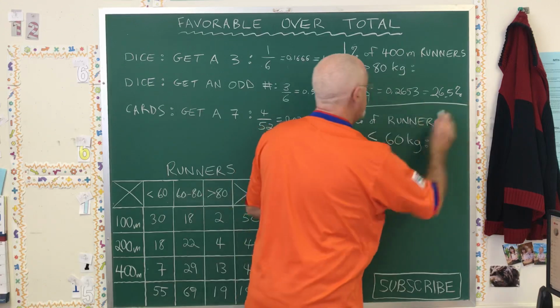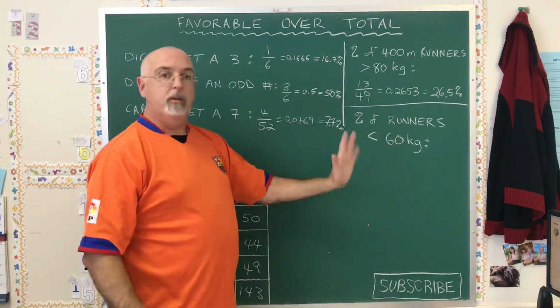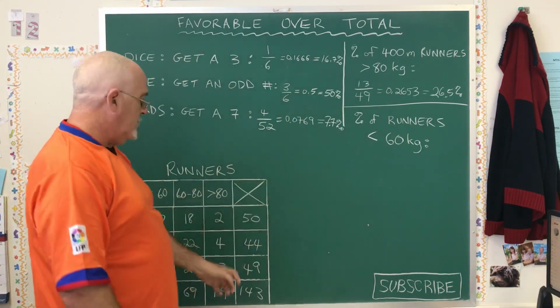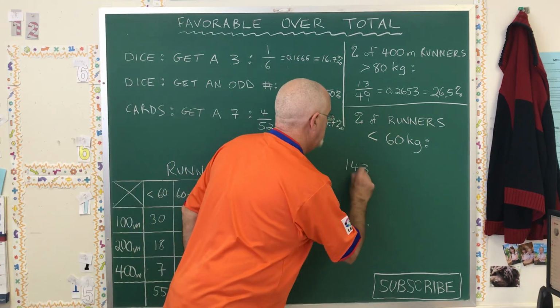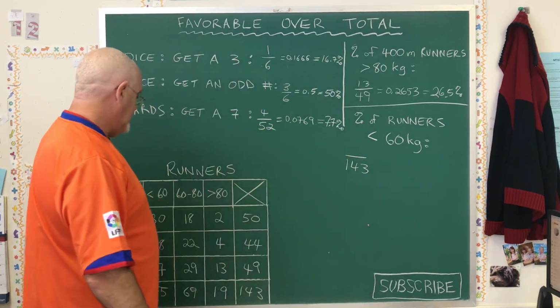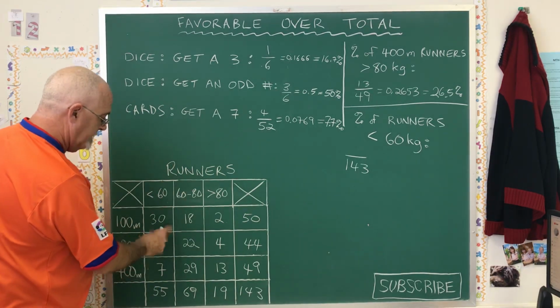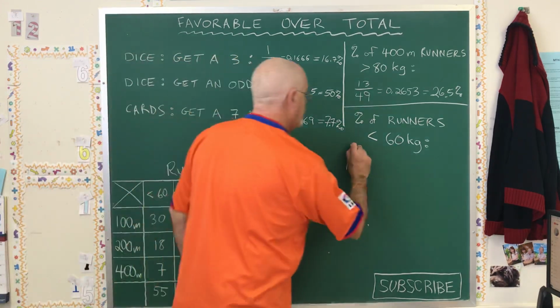This next question: What percentage of runners are less than 60 kilograms? Well, this time it's not 400-meter runners. It's not that specific. It's just runners. So my total is going to be the 143, all the runners. And the ones who are less than 60, well, of all the runners, I have to add up some numbers. All of these three groups are less than 60. So the 55 is my favorable.